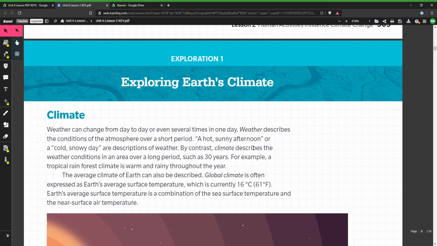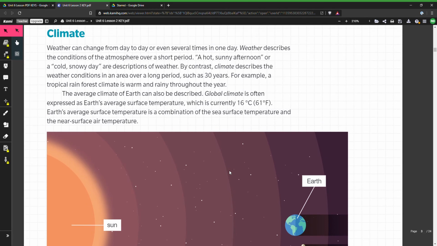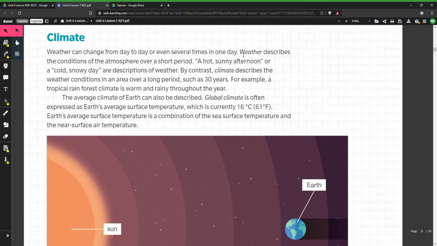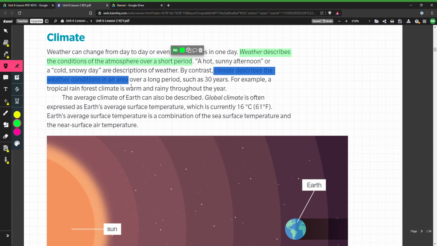Okay, so exploration 1 is about climate. Climate is a description of weather long term. You can actually see that right here. Weather describes the conditions of the atmosphere over a short period, like a hot sunny afternoon, whatever the weather is that day. While climate describes weather conditions over a long period, like 30 years. Even 1, 2, 3, 4, 5 years is not really describing climate so much. It's usually decades, centuries, a really long period of time.